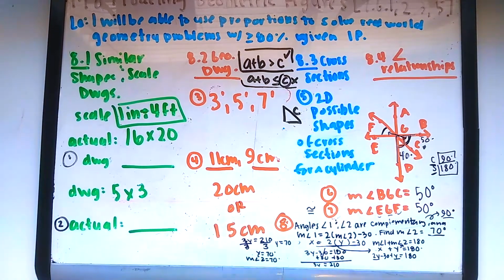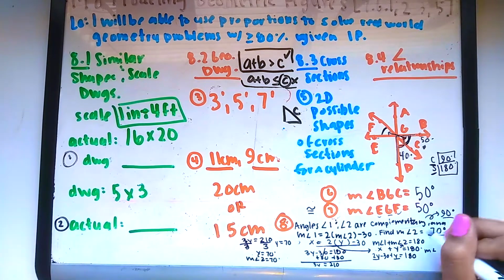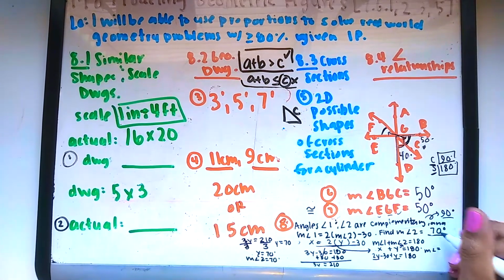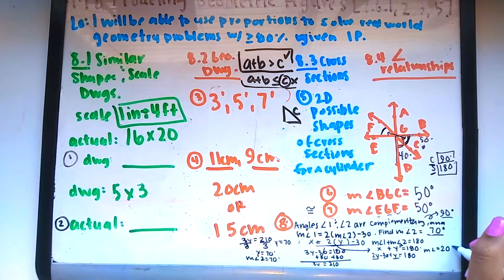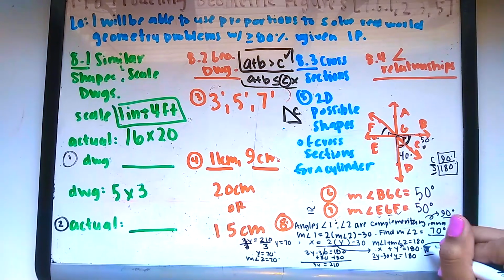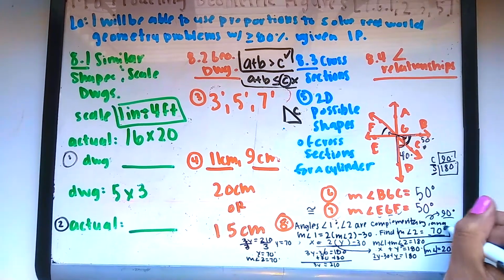Now, I'm not asking you for the other one, but in case they ask for angle 1, well, they're complementary. That means they're going to add up to 90. So 40 plus 50 gives you 90. So then the measurement of angle 1 will be 50 degrees. But the question was this right here.